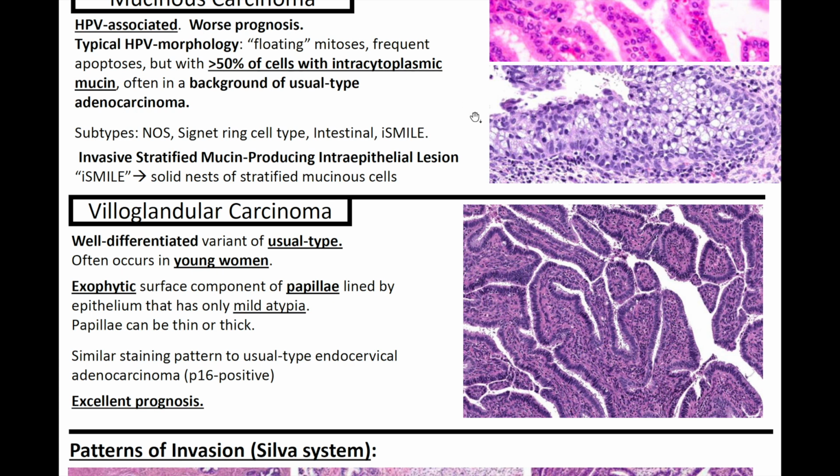This often occurs in a background of usual type adenocarcinoma, and there are some subtypes of mucinous carcinoma, such as NOS, signet ring cell type, intestinal, and I-SMILE. So I-SMILE is invasive stratified mucin-producing intraepithelial lesion, which causes solid nests of stratified mucinous cells.